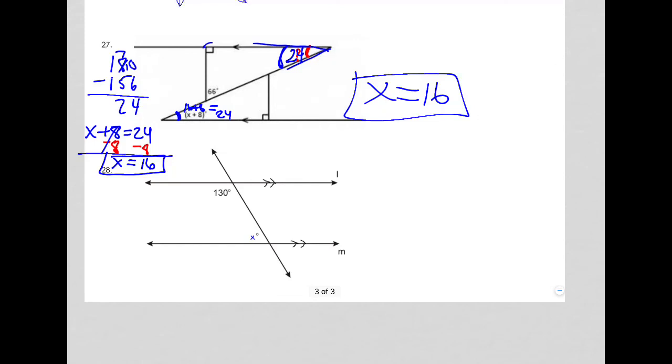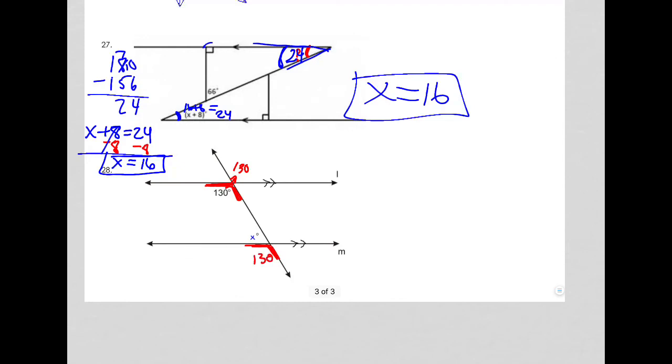All right, last but not least, number 28. So we're asked to find x. So if you wanted to use vertical angles, because you all seem to love vertical angles, you can if you like. And if you know that's 130, then that's 130. You could also use corresponding angles. This angle corresponds to this angle. So that's also 130.